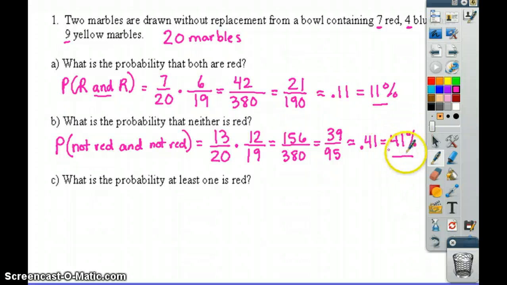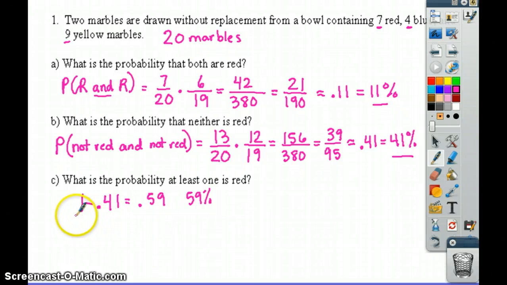If 41% of the time neither one of them is red, then 59% of the time, at least one of them has to be red. So out of the complete 100% of the time, if 41% of the time neither's red, what's left over? 59% of the time, at least one of them must be red.